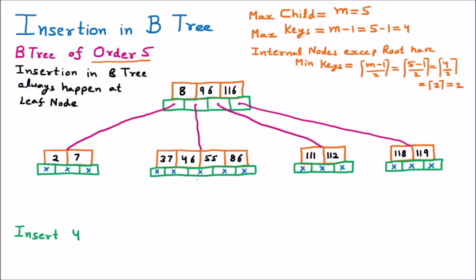Now we know that insertion in a B tree always happens at the leaf node. Now we have to find out the place for the 4. We know that the leaf nodes are there, meaning these all are the leaf nodes where we have to insert. Now we have to find out where the 4 will fit. 4 should be placed at a position where on the left hand side we have the lesser values, on the right hand side we have the greater values, and that should be the leaf node.